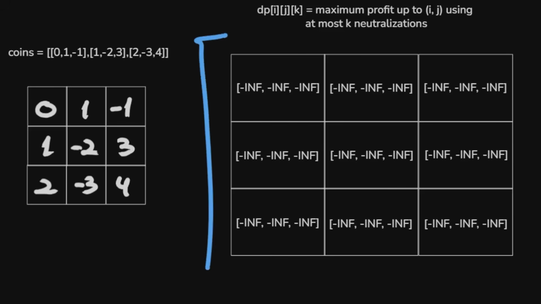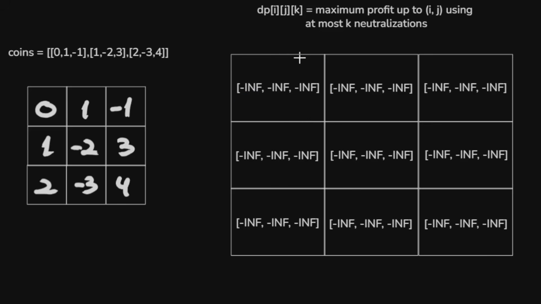We will have a DP grid where every value, every DP[i][j][k], corresponds to the maximum profit up to the current coordinates using at most k neutralizations. And we start with negative infinity everywhere. Why? Well, because we are trying to get the maximum possible profit. So it's reasonable to start from a very small number. So first we are here. What do we put in this position?